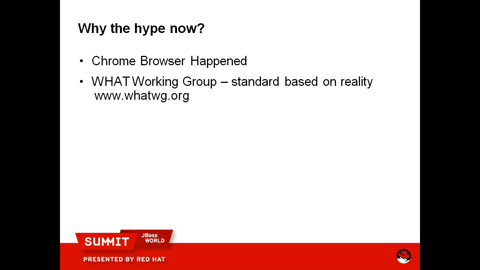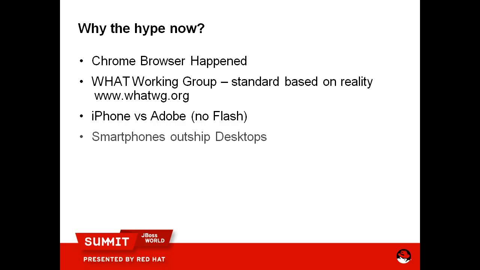The WHAT working group, as I mentioned, basically looked at reality and made standards out of that reality. All right, iPhone happened. And they didn't like Adobe Flash. That was another major motivation for this. Smartphones now will outship desktops in the year 2011. That's another reason why this is happening.